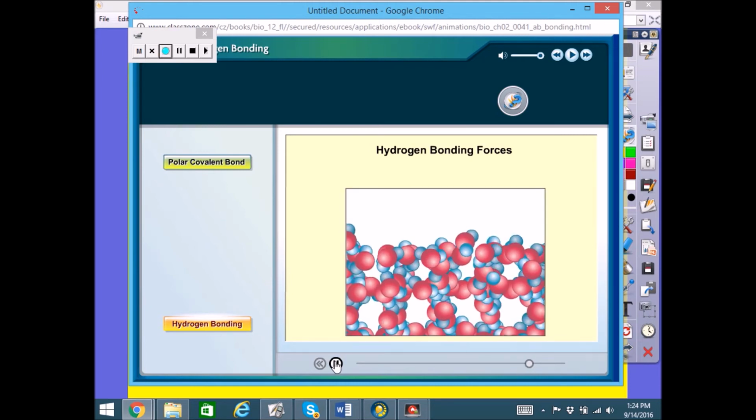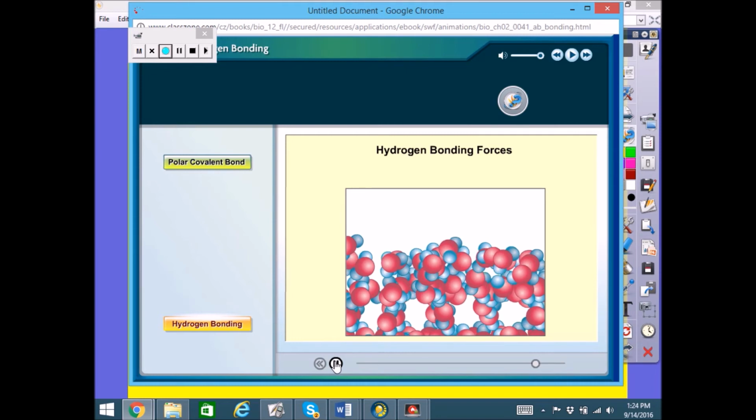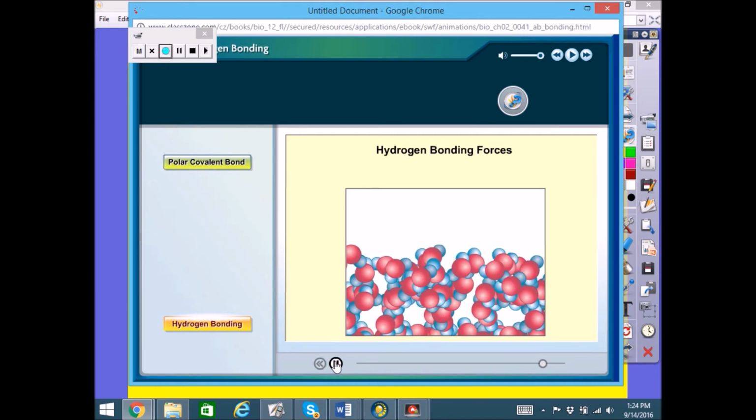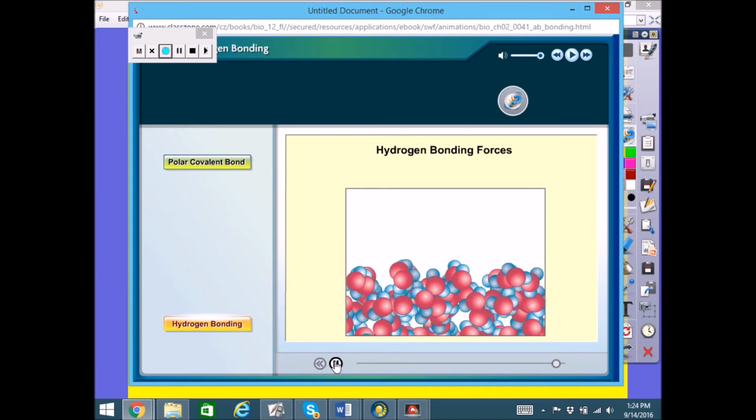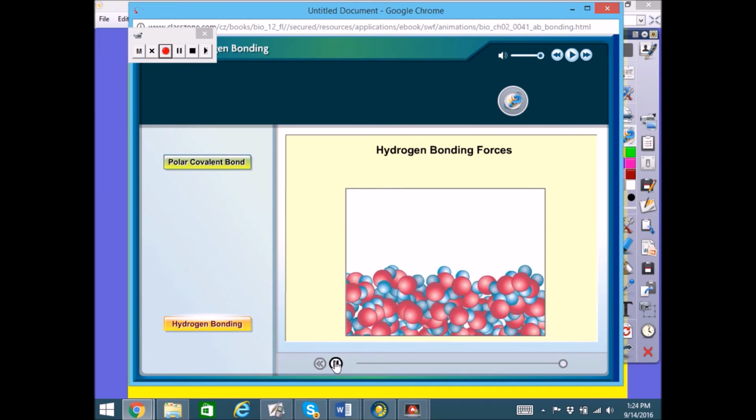In liquid water, the tetrahedral arrangement is not fixed because the molecules are able to move around, and on average, a water molecule is surrounded by 3.4 other water molecules.